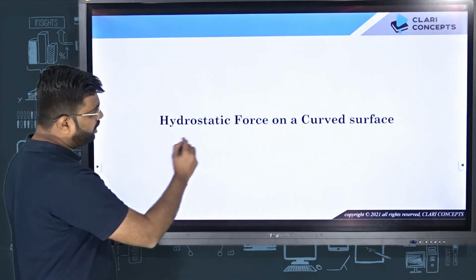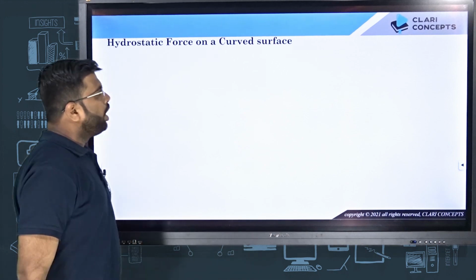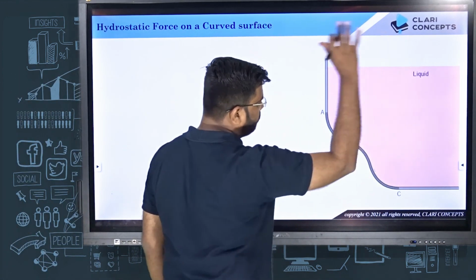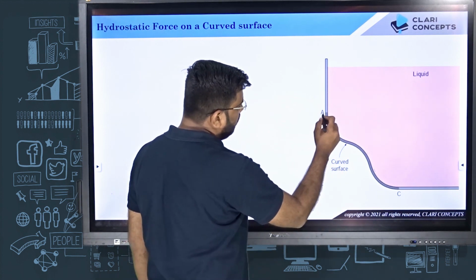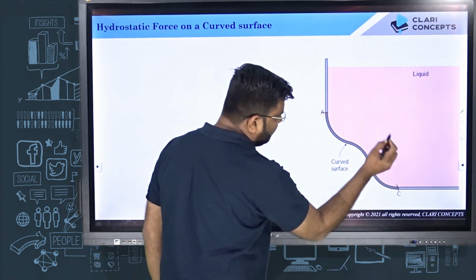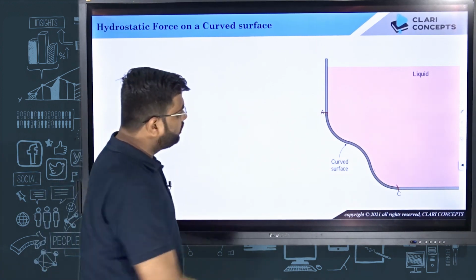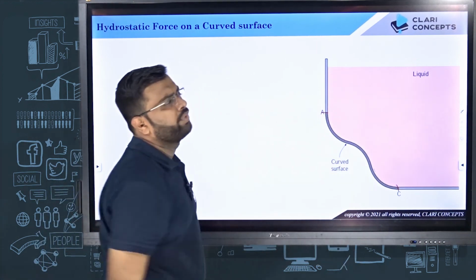Today we will talk about the hydrostatic force on the curved surface. Okay. So let us say, for example, I have this container where a liquid or any fluid is filled, and I want to know, from point A to point C, this is the curved surface, what is the exact amount of force that this particular fluid is applying on this surface, right?